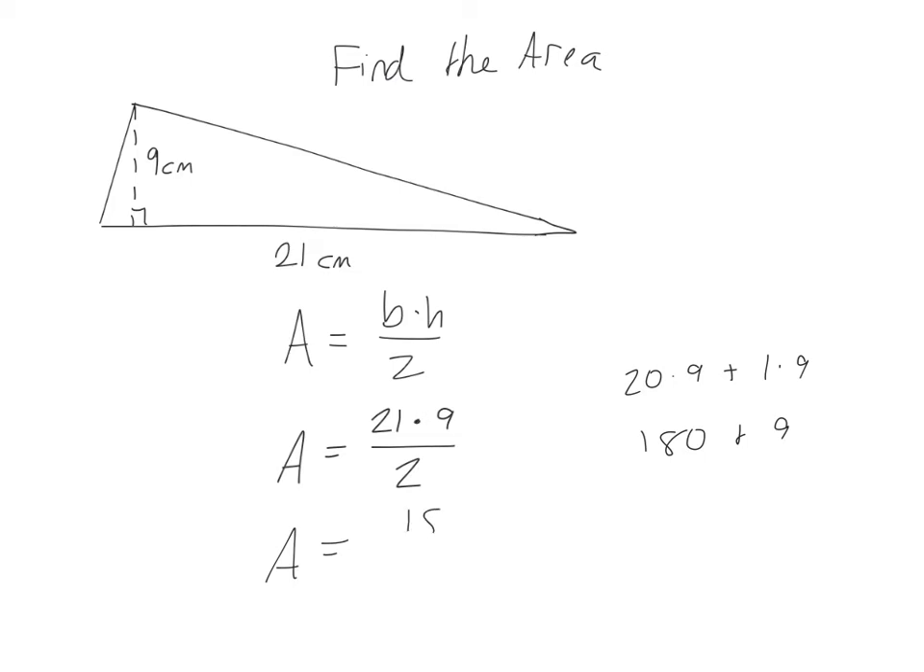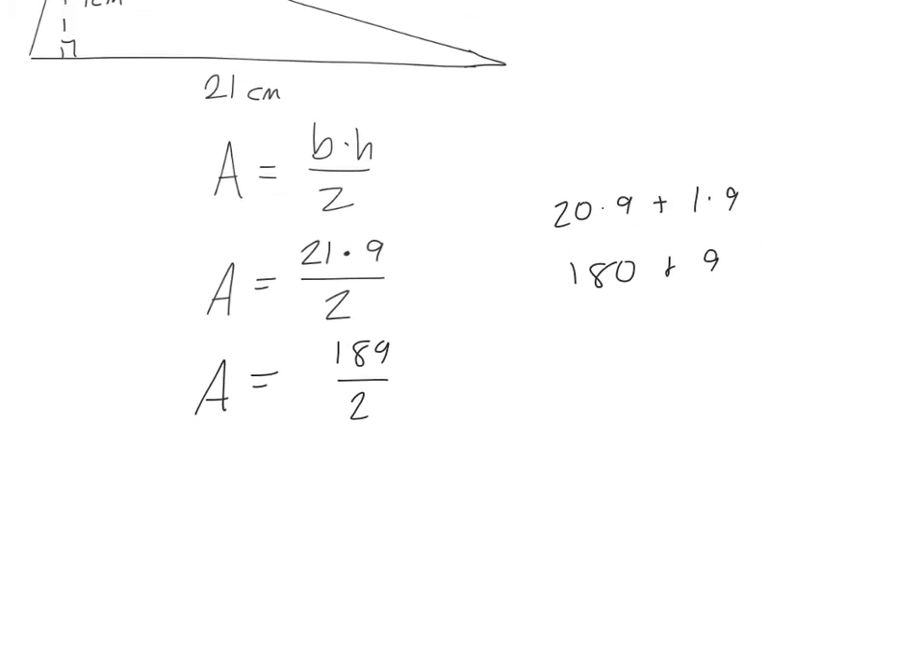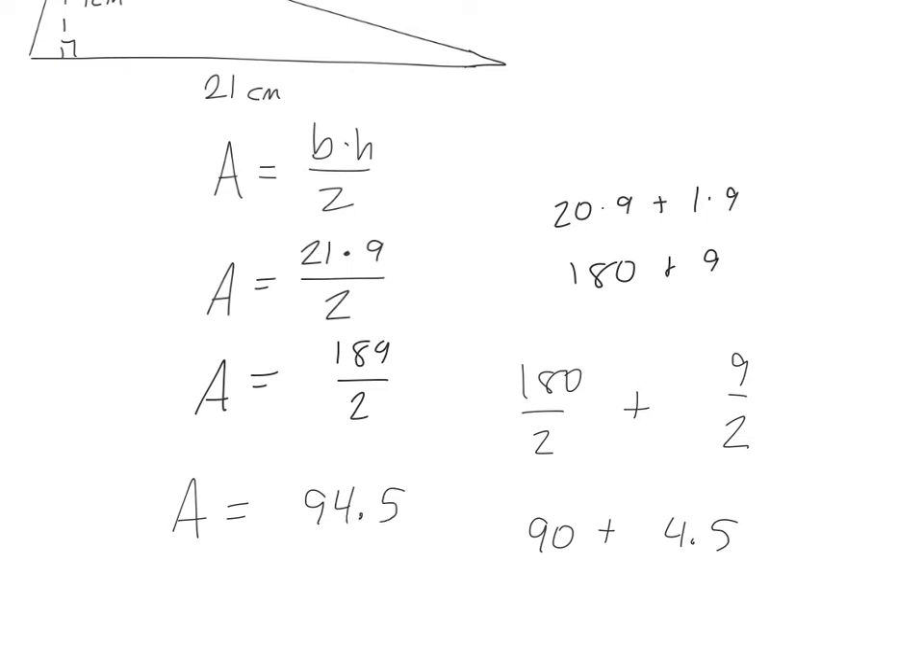So now we've got 189, and we've got to divide that by 2. All right, that's pretty simple, right? Because we just say, well, 180 divided by 2 would be what? 90. Okay, so 180 divided by 2 plus 9 divided by 2 will give us the same answer. So 180 divided by 2 is 90. 9 divided by 2 is 4.5. So what's our area? Our area is 94.5 centimeters squared. It's as easy as that.